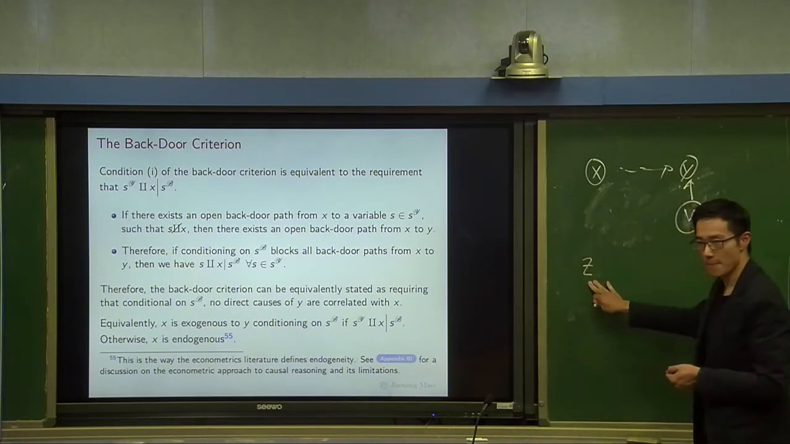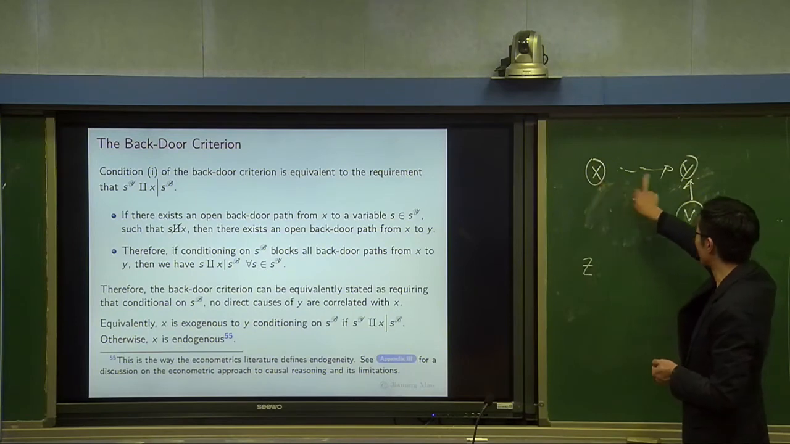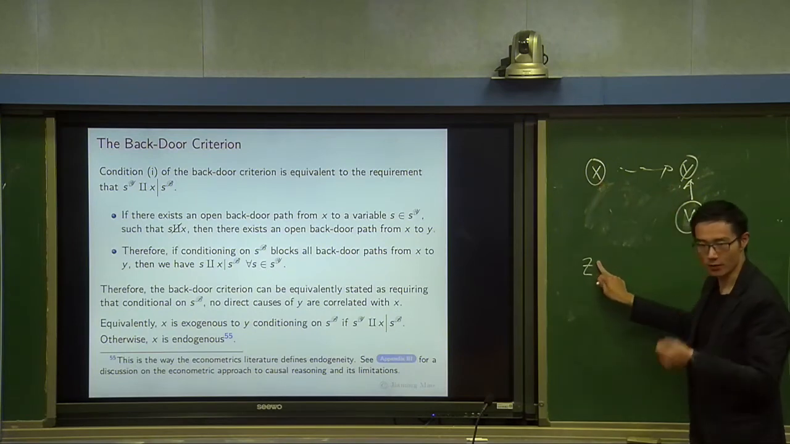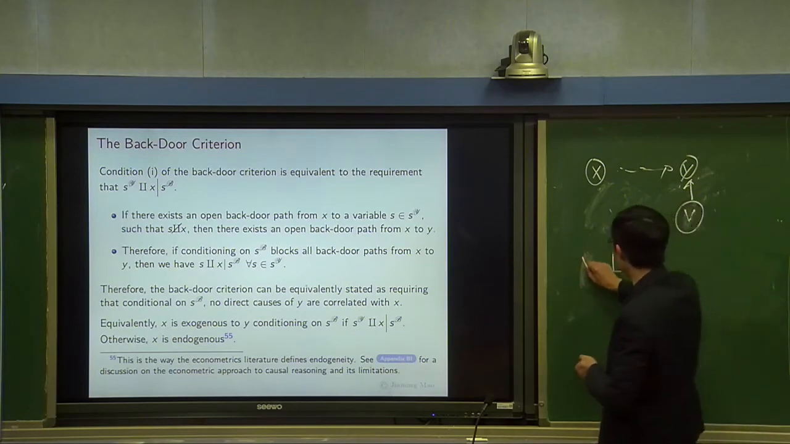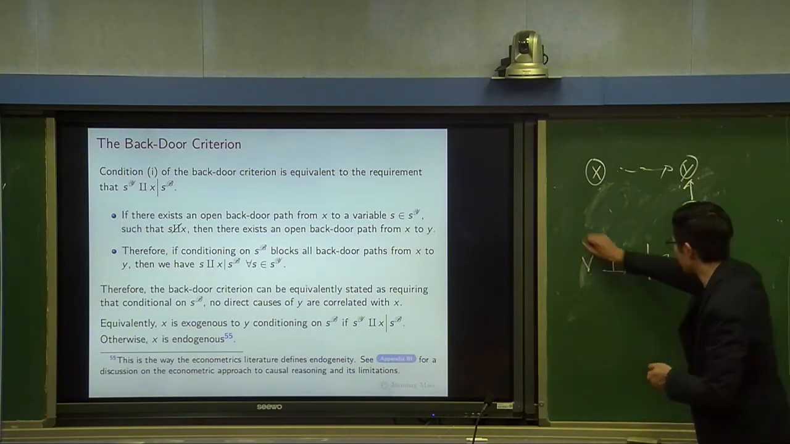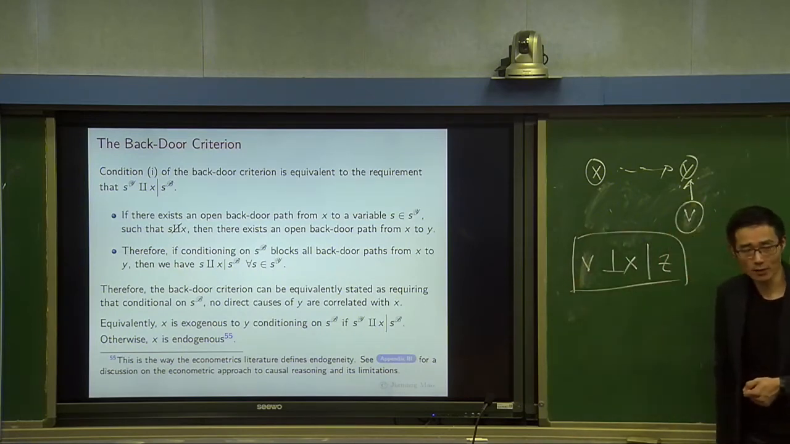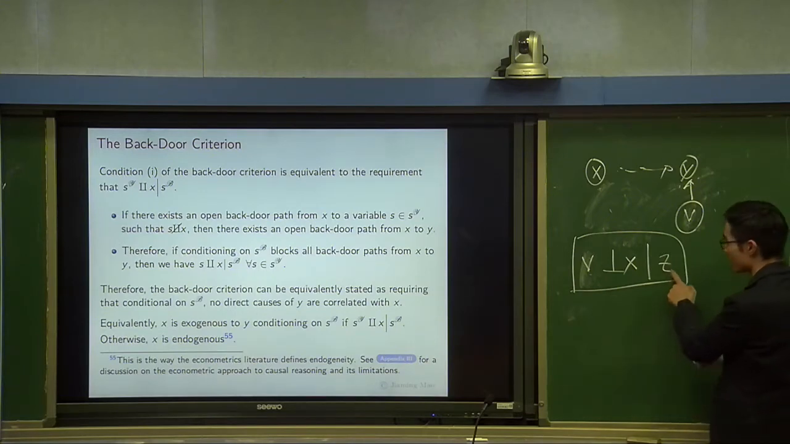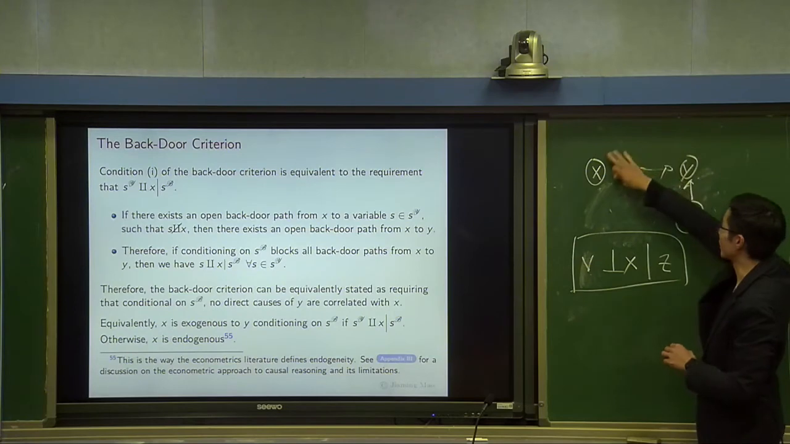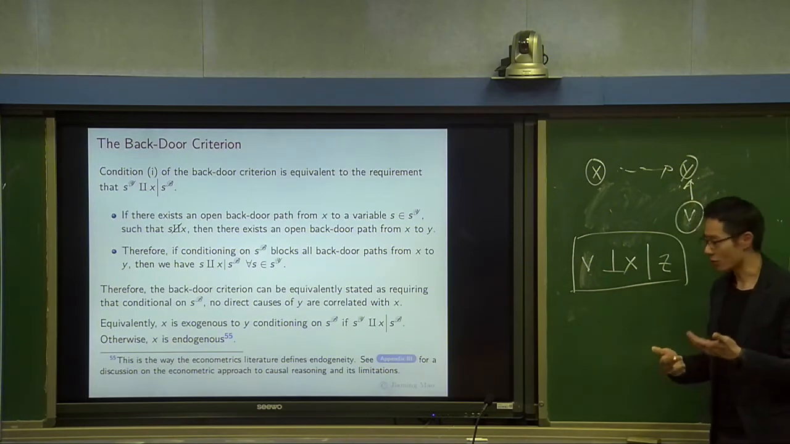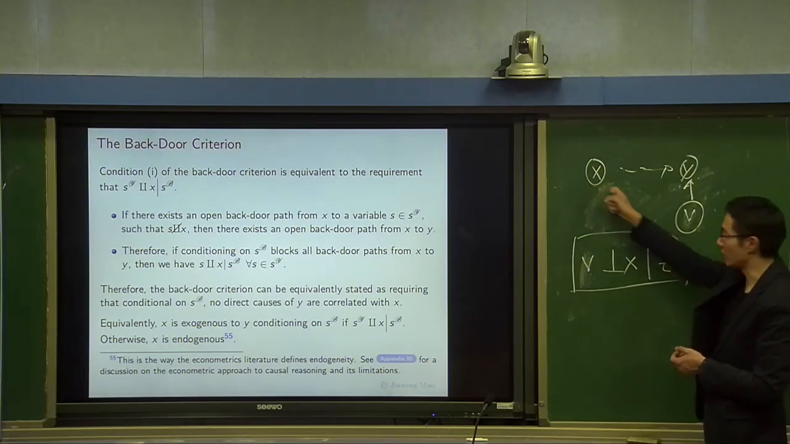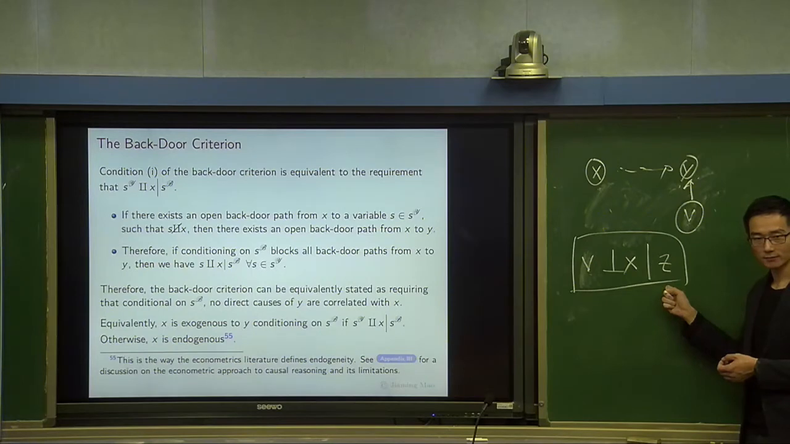So suppose z satisfies the backdoor criterion. That means conditional on z, all the backdoor paths between x and y are blocked. In that case, we say z satisfies the backdoor criterion. Now it turns out that the backdoor criterion is equivalent to requiring v is independent of x, conditional on z. It is the same requirement. Do people get what I'm saying? So if z satisfies the backdoor criterion, then z is any variable conditional on which all the backdoor paths are blocked. So there's no open backdoor from x to y. The backdoor criterion is exactly the same requirement as this v being independent from this x, conditional on this z.